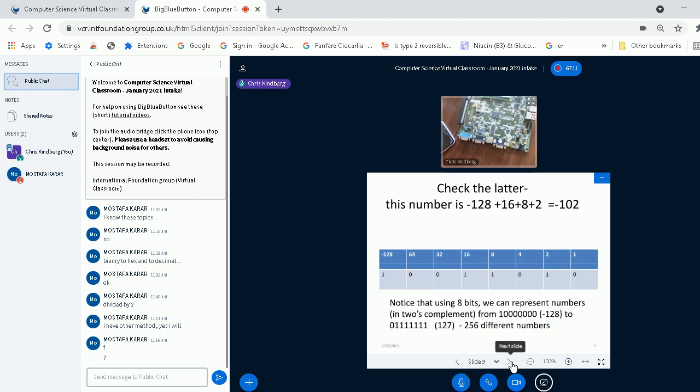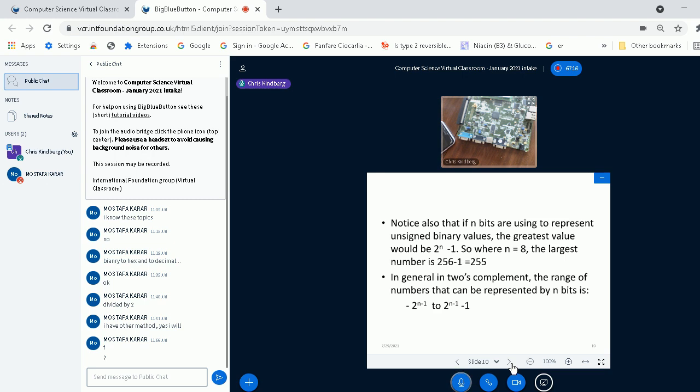Okay, so hopefully you'll look at this again and just check it out. If n bits are being used to represent unsigned binary values, the greatest value would be 2^n minus 1. So where n is 8, the largest number you can actually represent is 255. But there are 256 numbers that are representable by means of n bits.